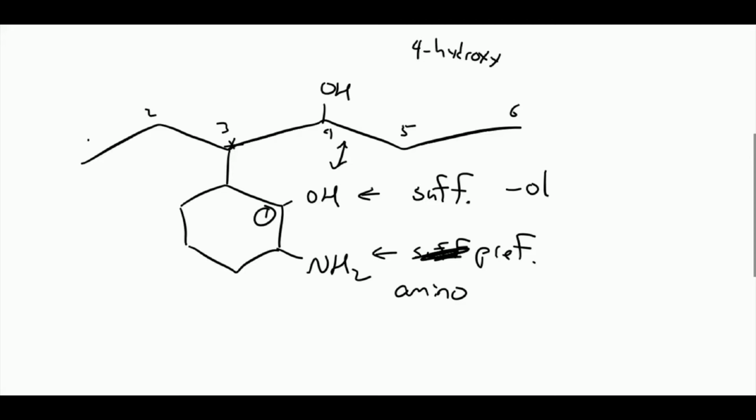So that makes this a 4-hydroxy hex and 3-il side chain. So our amino group comes first in the numbering, well, second in the numbering because it's first alphabetical for our prefix groups. So 2, 3, 4, 5, 6. So now we can name our chain.